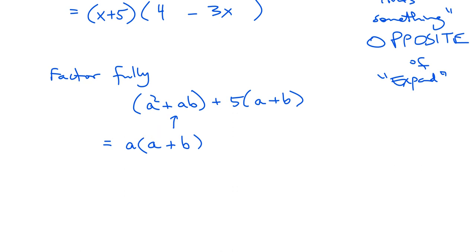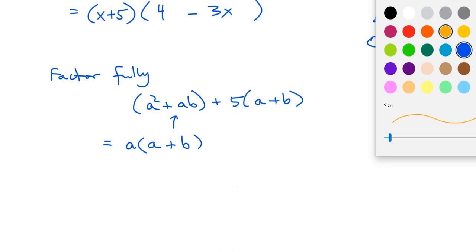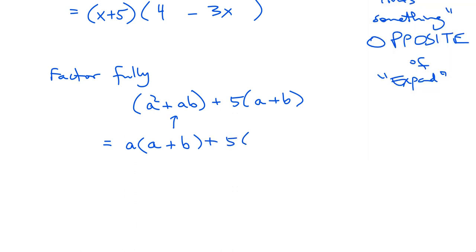Okay, and so now I'm going to complete this. Plus 5 times A plus B. Now, do you notice something that's appearing more than once? Yes, this A plus B. So A plus B becomes my common factor. So now the greatest common factor is A plus B.